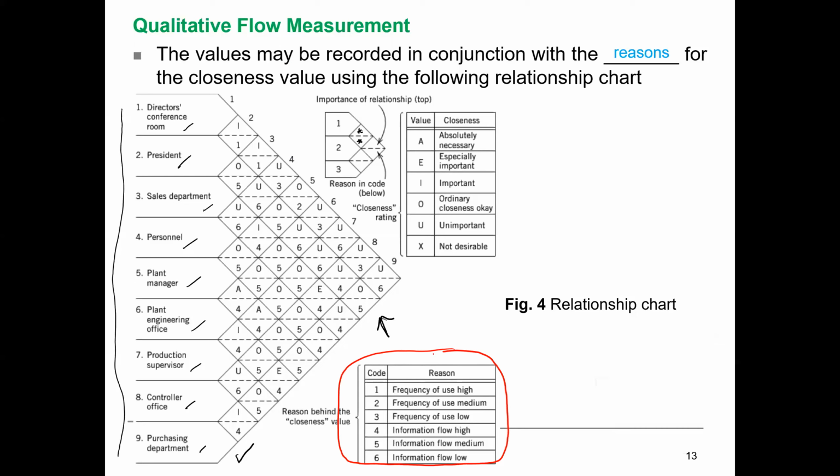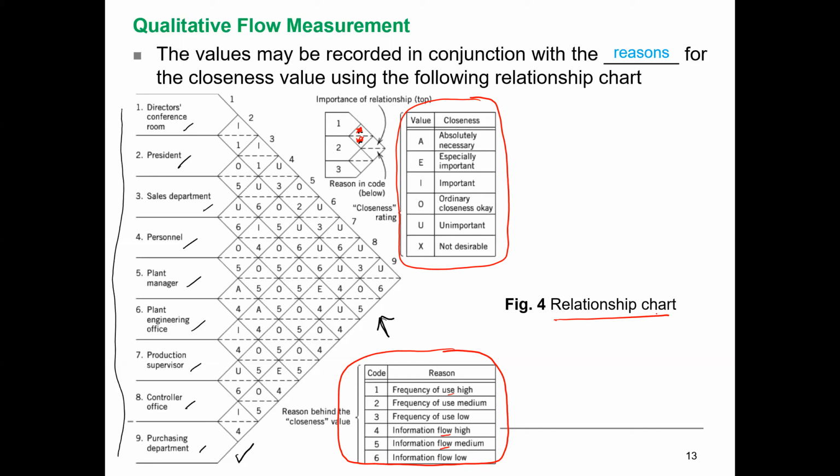So code 1 says frequency of use high, frequencies of use medium for number 2, and so on. And then 3 of them are based on use, and then 3 of them are based on flow of information. So the idea is that we can use this to define the relationship between the departments using the relationship chart.